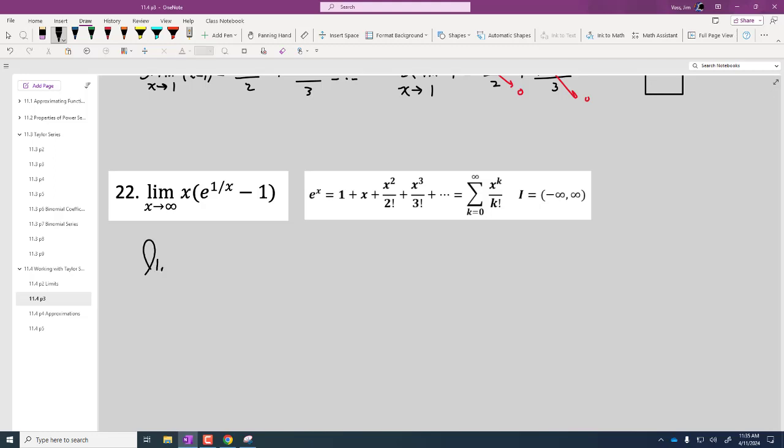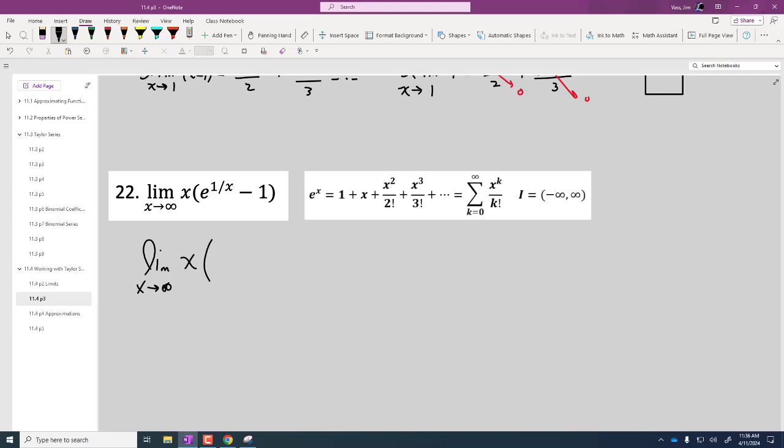So the limit as x goes to infinity, okay, e to the 1 over x. We know the power series, the most important power series. This is the one. If you only have one that you walk out of this class with, that's the one you should walk out of this class with. And notice if you take its derivative, you get itself. If you take its integral, you get itself.